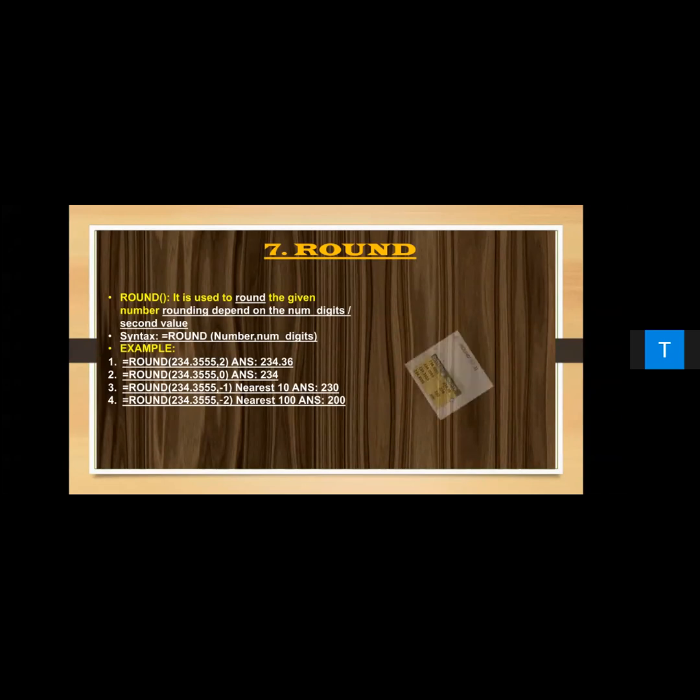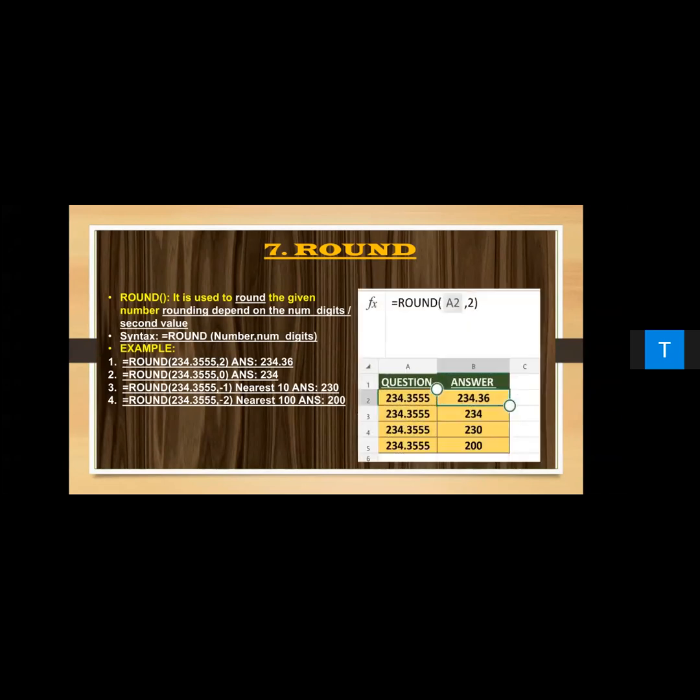So the example is equals ROUND, bracket open, 234.3555, comma 2. As I told you, rounding depends on the num digit, the second value. The second value is 2, so the round will be done to 2 digits after the decimal point: 234.36. The second example is 234.33.